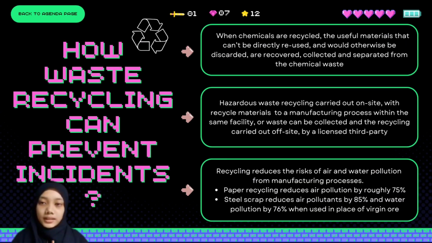How waste recycling can prevent accidents. When chemicals are recycled, the useful materials that cannot be directly reused and would otherwise be discarded are recovered, collected, and separated from the chemical waste. Next, hazardous waste recycling can be carried out on-site, with recycled materials going to a manufacturing process within the same facility, or waste can be collected and the recycling carried out off-site only by a licensed third party. Besides that, recycling reduces the risk of air and water pollution from manufacturing processes. For example, paper recycling reduces air pollution by roughly 75%, and steel scrap reduces air pollution by 85% and water pollution by 76% when used in place of regular materials.